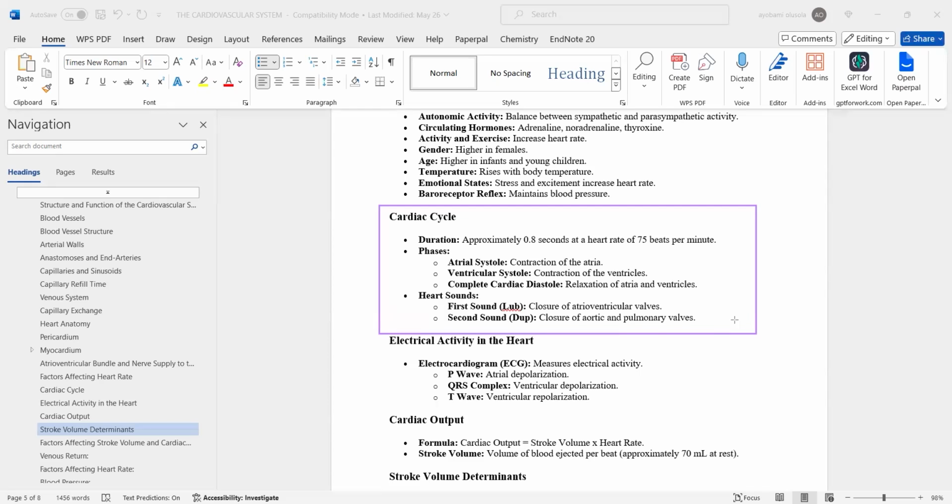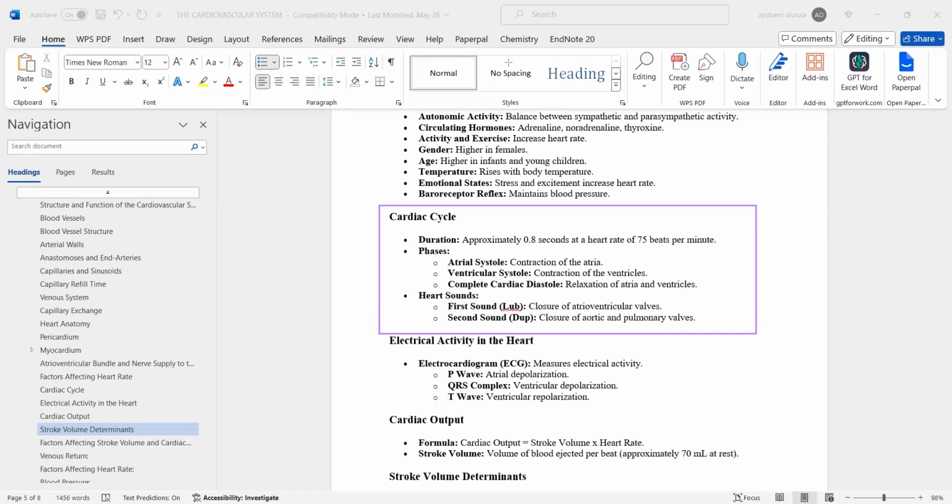Systole means contraction. So when we say atrial systole, you can break the meaning down. It just means the contraction of the atria. Then when we say ventricular systole, it means the contraction of the ventricles. So the complete cardiac diastole is the relaxation of the atria and the relaxation of the ventricles.